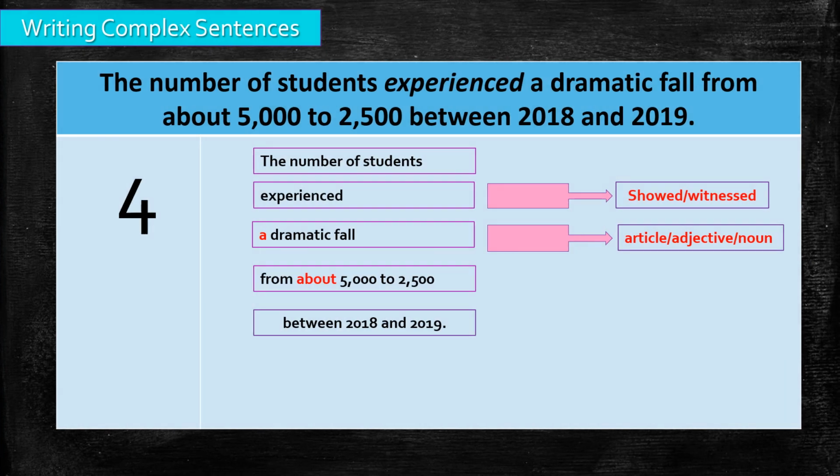Look at the final structure. The final structure again starts with the subject. What's the subject here? The number of students. It is followed by a demonstrative verb like experienced, showed, witnessed, etc. Then write an article, then follow the same pattern as in the previous sentence, that is adjective and noun, dramatic fall. From about 5,000 to 2,500 and the time period between 2018 and 2019. All these sentences are similar to each other with a slight variation. Note down these sentence structures in your notebook so that it can help you when you are describing your line graph.